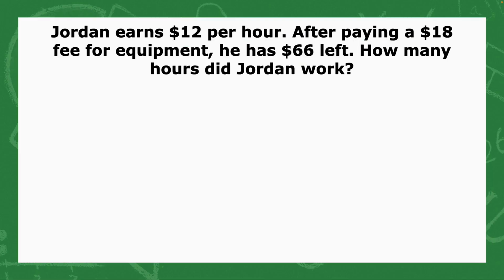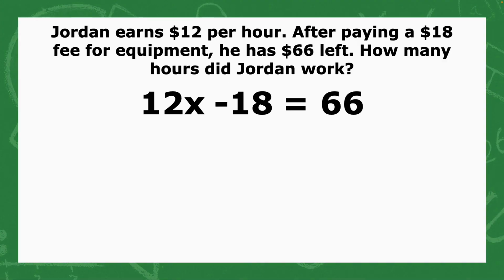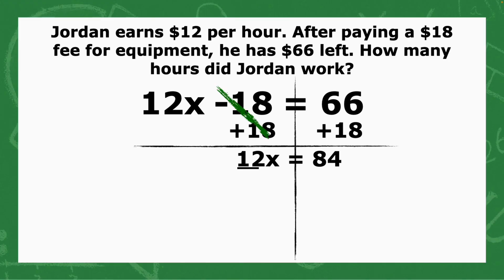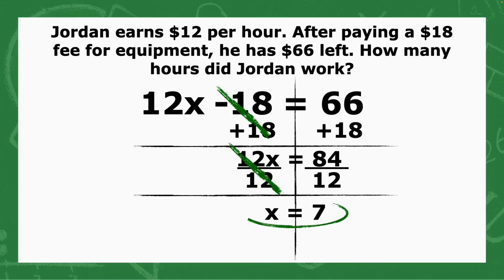So I'm going to clear my board and set this equation up. I'm going to start with that 66 on the one side of the equation by itself. And then we said we want to pair the $12 with our variable because that's what will tell us how many hours Jordan worked. But we need to have a minus 18 in that equation as well for the $18 fee that he paid. Now I'll go through those steps that I showed you earlier on how to solve this equation, and I'll be left with x equals 7, which tells me that Jordan worked 7 hours.